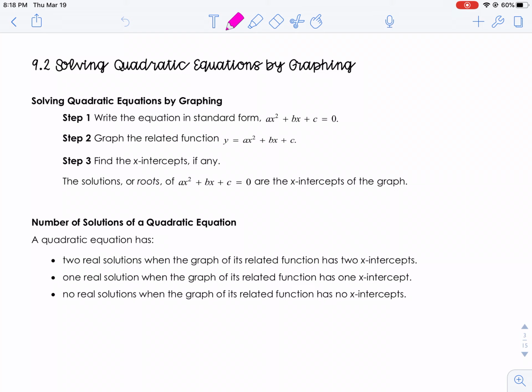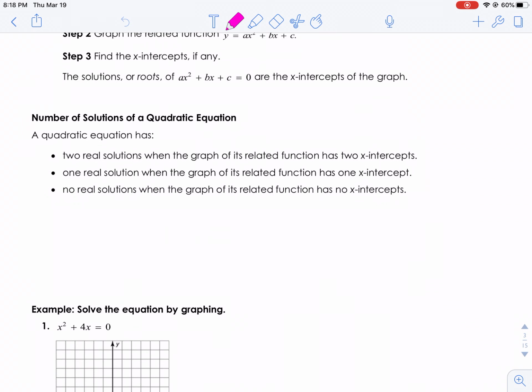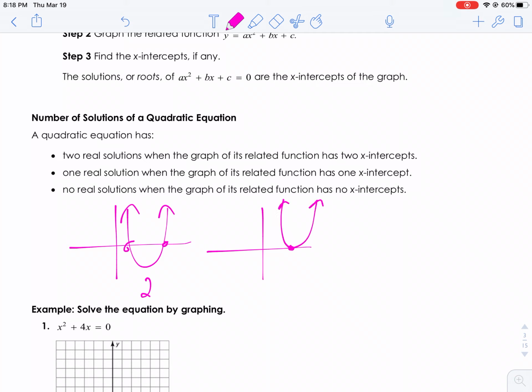And this is really similar to the topics we talked about in the last chapter. We talked a lot about how the x-intercepts are your solutions. And so that's one way to solve quadratics, is to graph it and look at those x-intercepts. We can have three types of solutions. So we could have two solutions, and that would be when we have a graph that has two x-intercepts. So your parabola crosses twice.